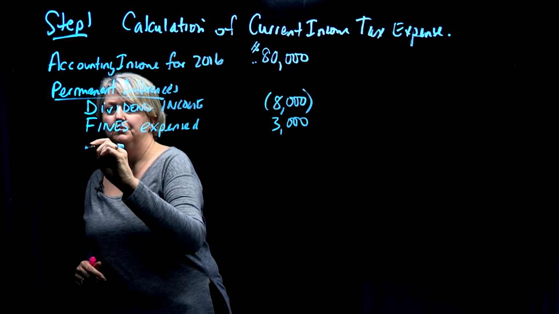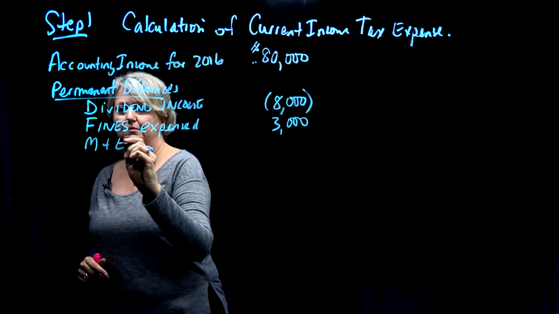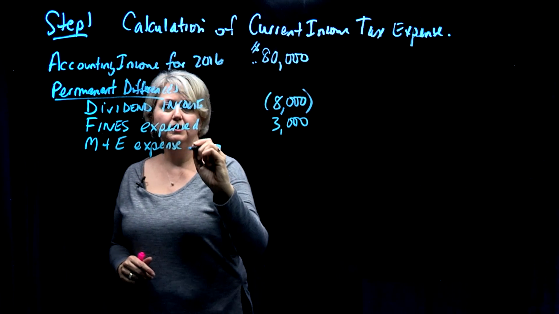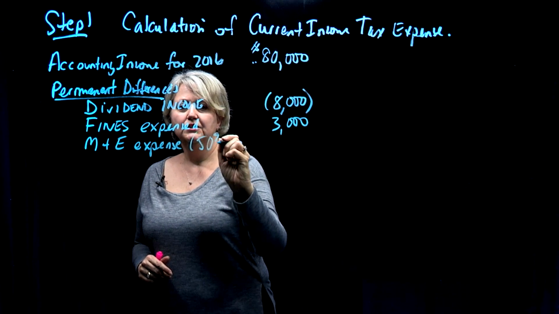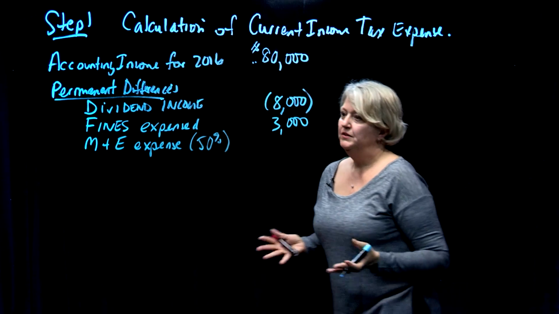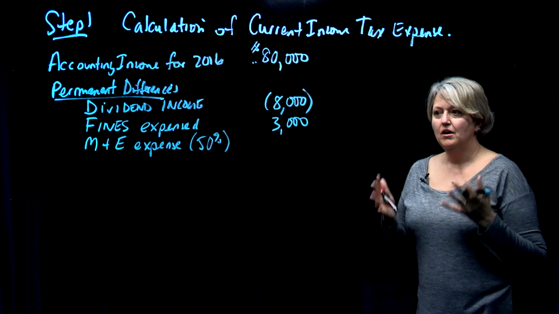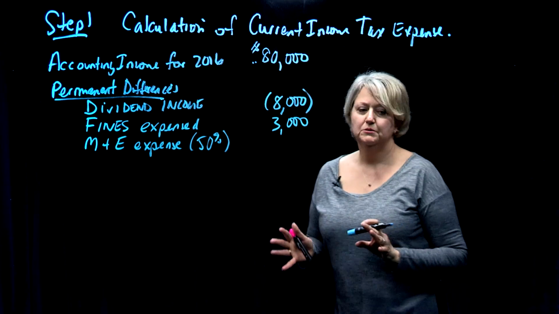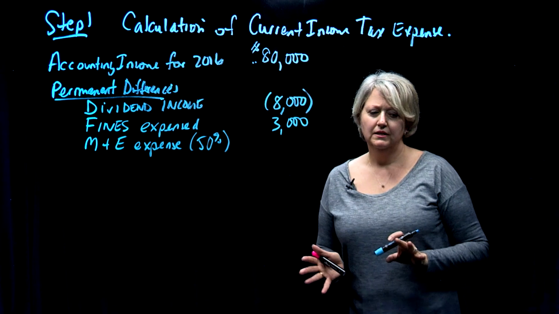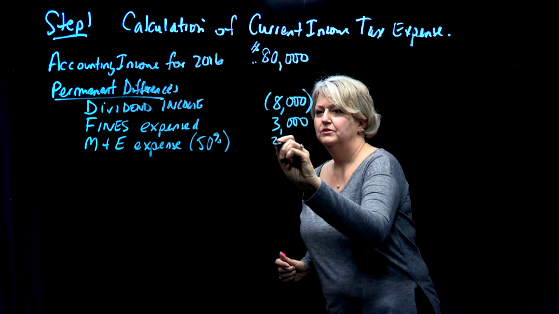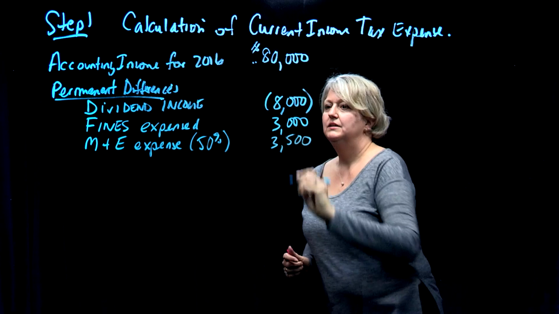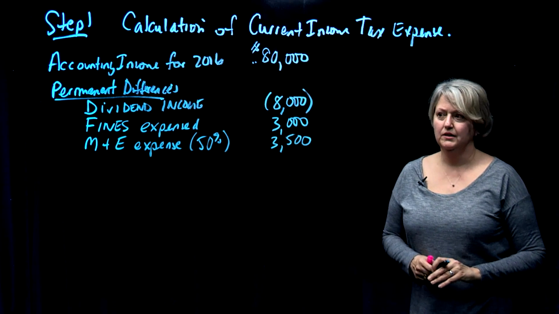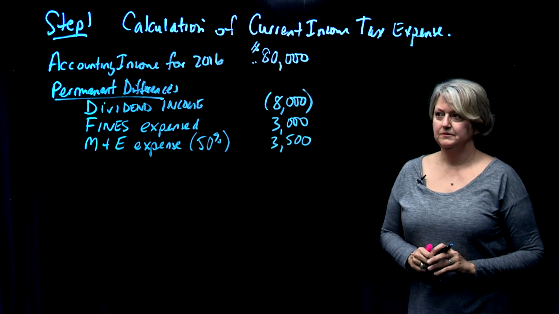And the other one in the example that I gave you was meals and entertainment expense, M&E for short. The tax law currently says that 50% of your meals and entertainment expense is not allowed to be deducted for tax purposes. So we had meals and entertainment expense of $7,000, I believe. So $3,500 is not allowed to be expensed for tax. So we'll add that back into the accounting income. So those are our three permanent differences.